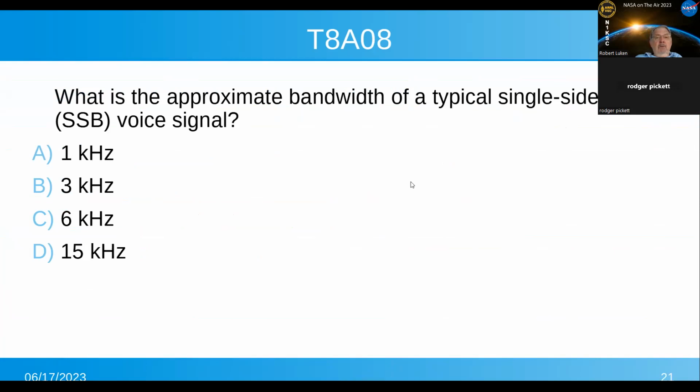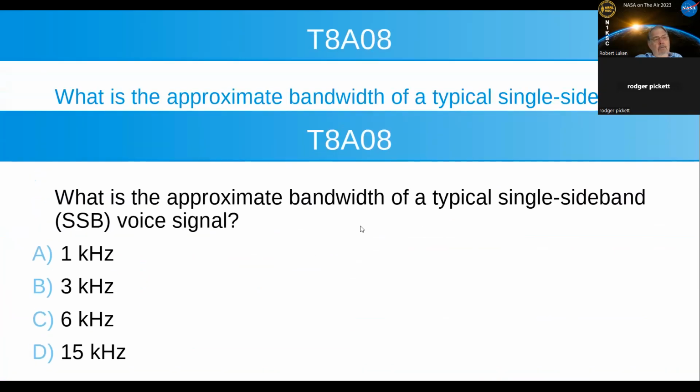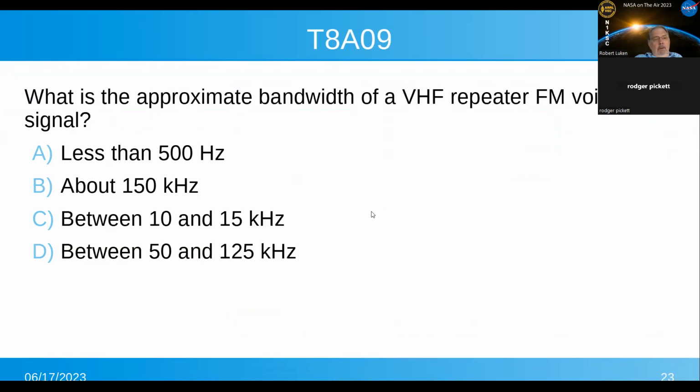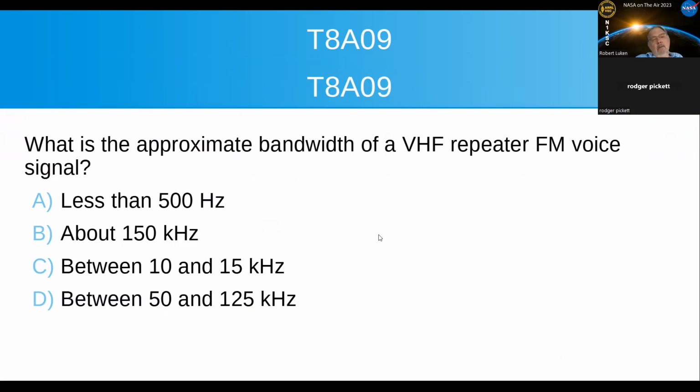Okay, what's the approximate bandwidth of a typical single sideband voice signal? 3? Bravo. 3 kilohertz. Bravo. What's the approximate bandwidth of an FM voice signal? See, 10 to 15. Yeah. He said 10, 15.